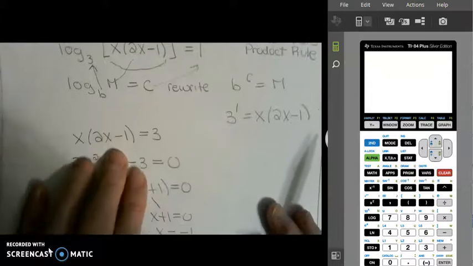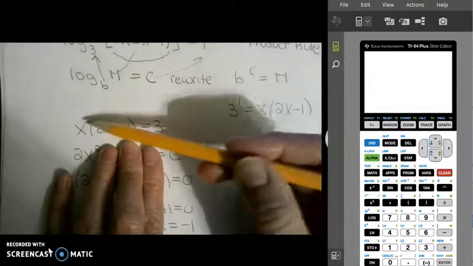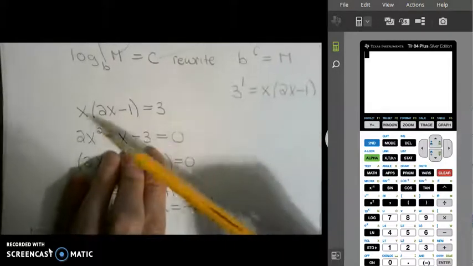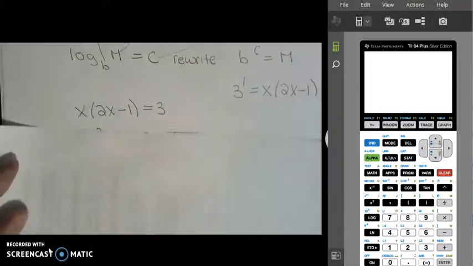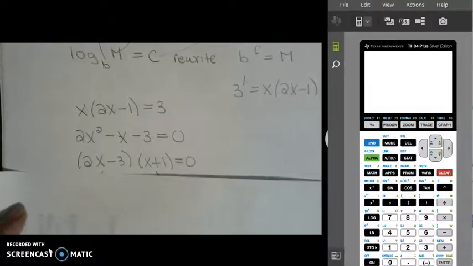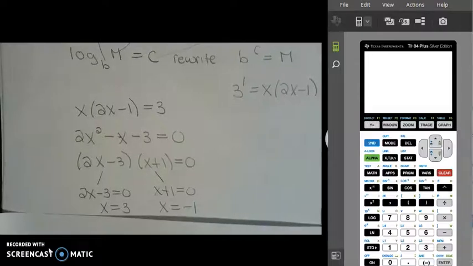Okay, then I started writing it down here. I just switched them around. I multiplied this part out. I brought the 3 over. Now we have a quadratic equation. You can either use the quadratic formula, or you could factor. It does factor pretty nicely, so I'm going to do it that way. And then we get 2 answers. We get either 3 or we get -1.